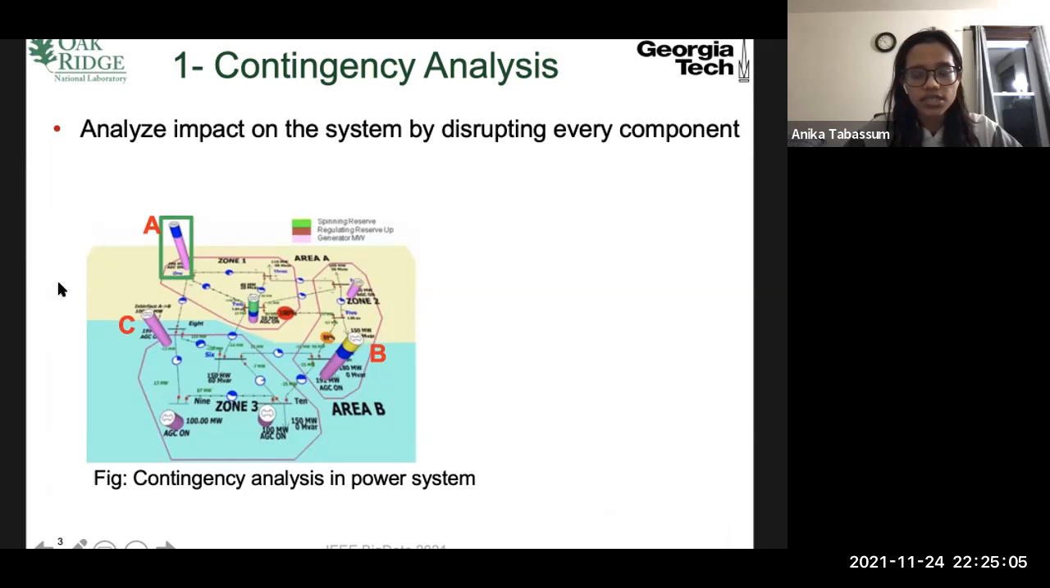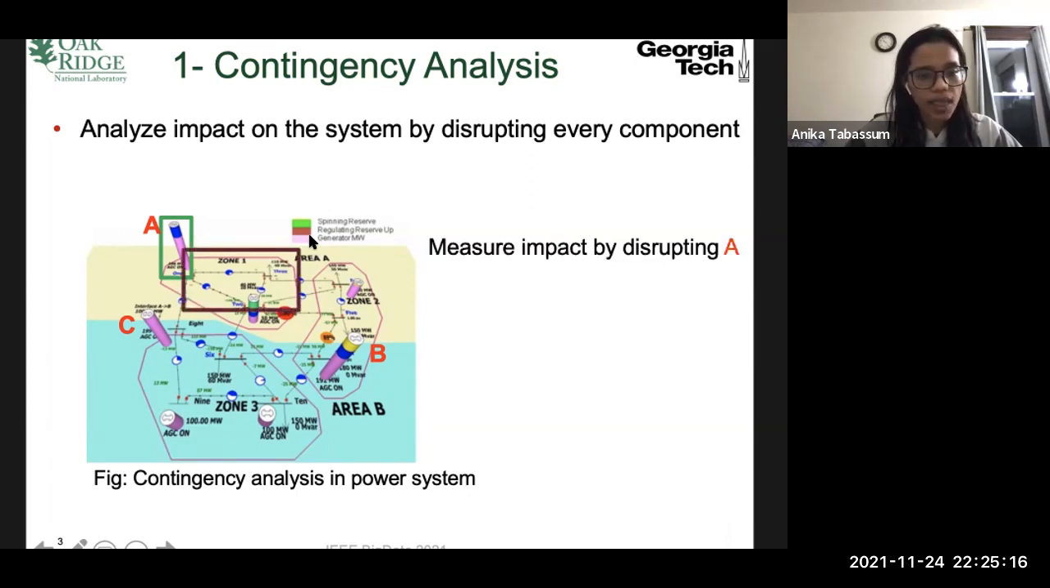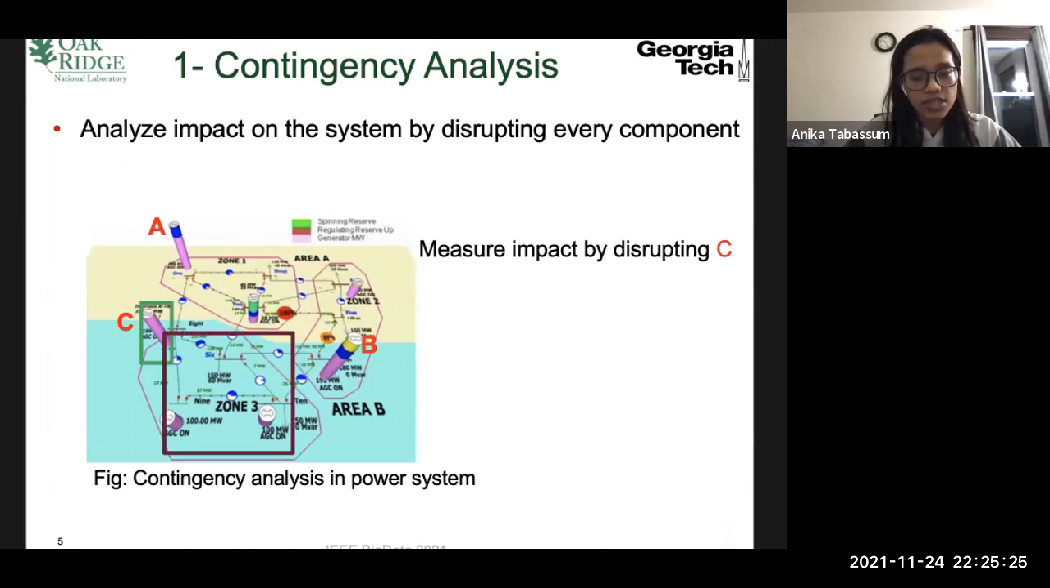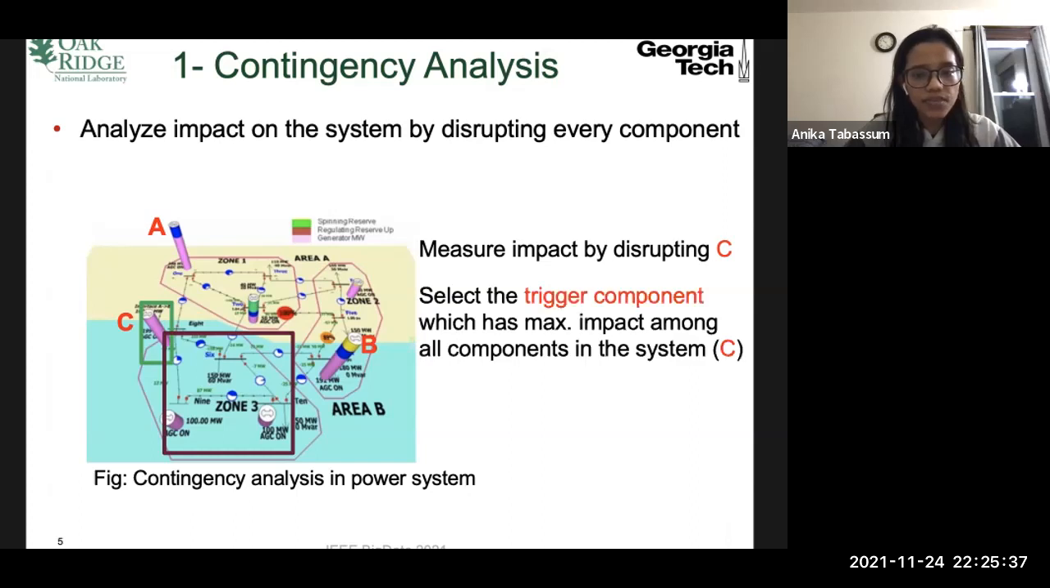There are also buses connected to each transmission substation, and different generators. So for one contingency analysis, let's say first we select A and measure the impact by disrupting A. That is, the components within the brown box had some impact due to A. Then select B, measure impact by disrupting B. Select C, measure impact by disrupting C. Now, if we rank all the impact measures among A, B, and C, the one with the highest impact is the trigger component, that is C.